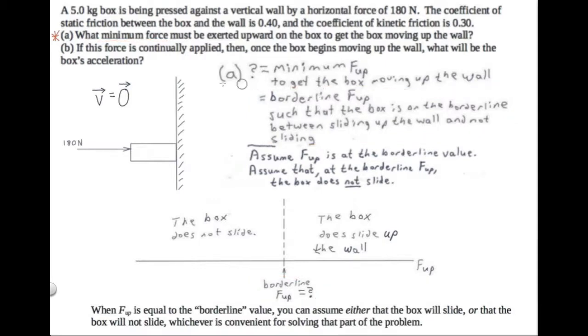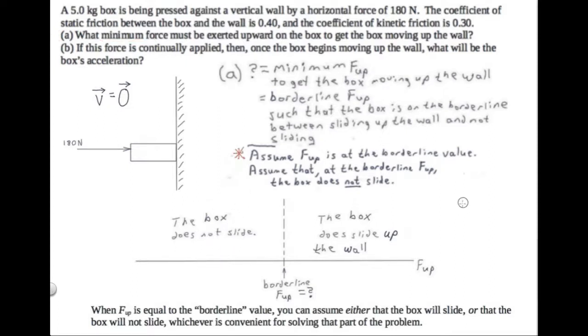The problem says that this is the minimum force to make the box move upwards. So, if the force is greater than that minimum, we know that the box will slide up the wall. And if the force is less than that minimum, the box will not slide. That also matches our common sense. It's the upward force that's going to make the block start sliding up the wall. So it makes sense that a larger upward force would tend to make the box slide up the wall, and a smaller upward force would tend to result in the box not sliding up the wall.